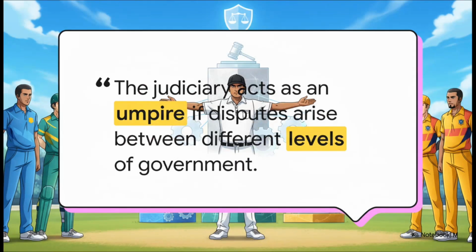This is such a great way to remember it. Seriously. Just think of the courts, or the judiciary, as the umpire in a cricket match. When the different levels of government, the different teams, if you will, disagree, the judiciary makes the final call based on the rule book, which is the Constitution. If you can remember courts as the umpire, you've totally got this concept down.